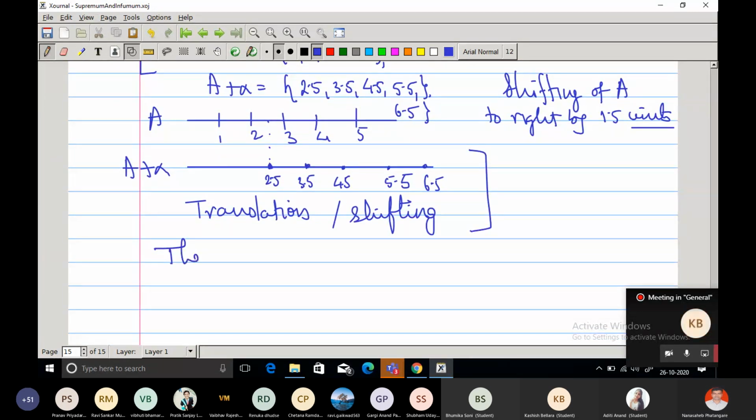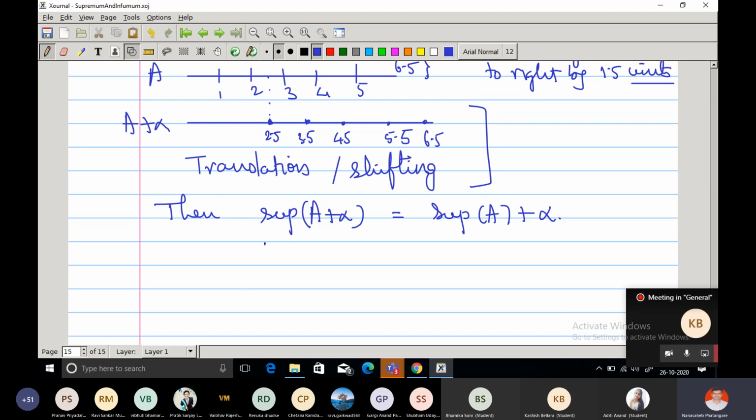So then supremum of A plus alpha is equal to supremum of A plus alpha, and infimum of A plus alpha is equal to infimum of A plus alpha. So this is true. That means the supremum also will get translated by the same amount, right? That is what this suggests.